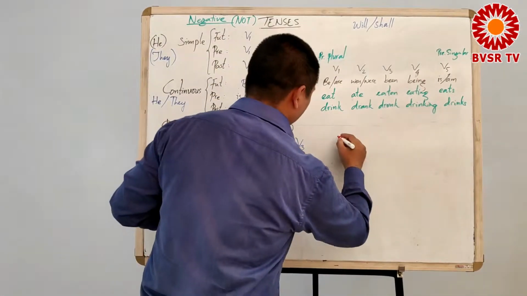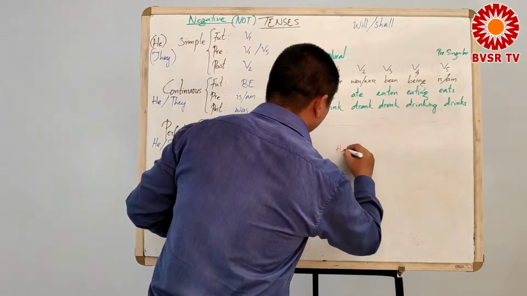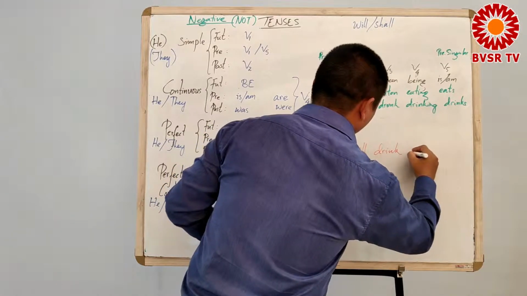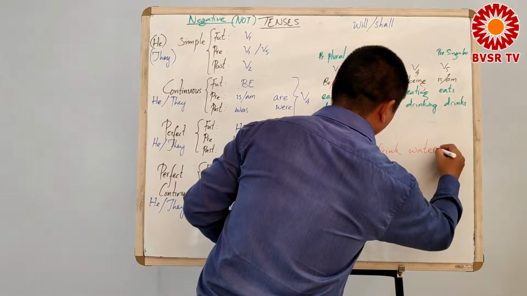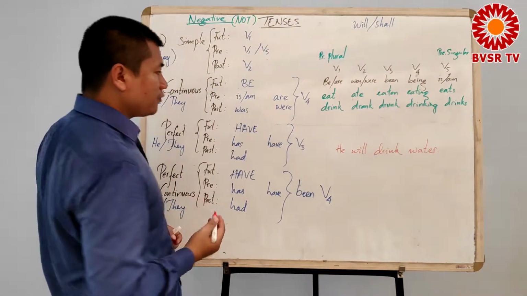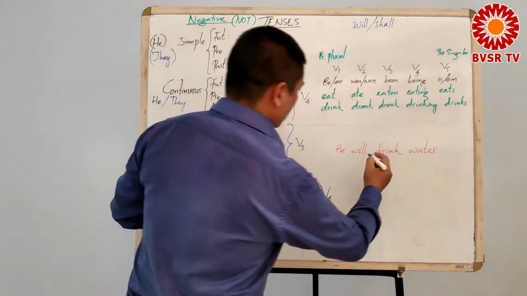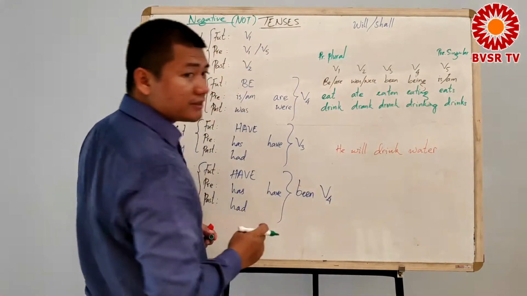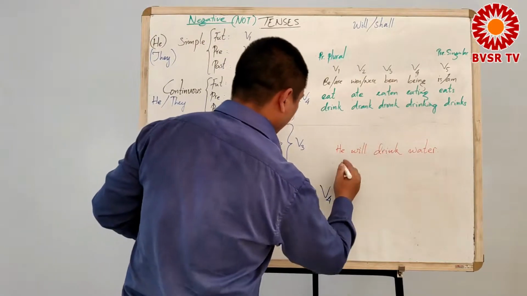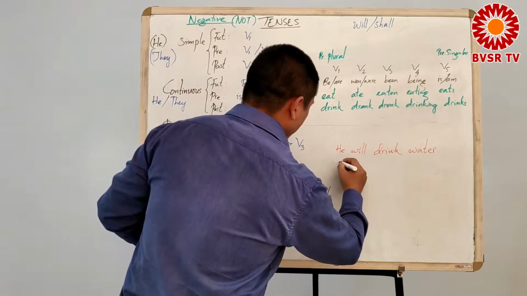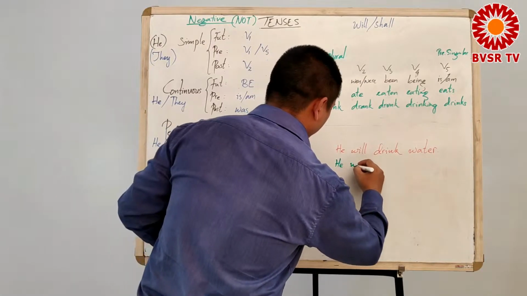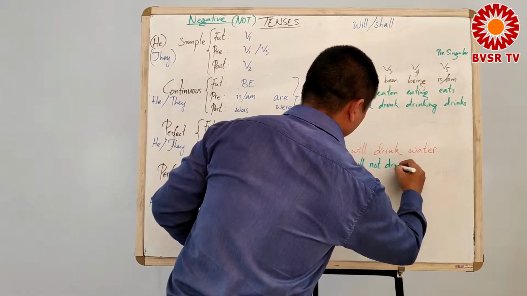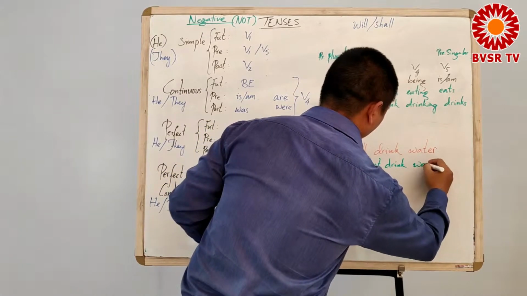So, for example, I'll give you here an example. He will drink water is a positive sentence. We just have to add not right after the first helping verb. The first helping verb or first verb, yes. So in the negative sentence, it would be he will not drink water.